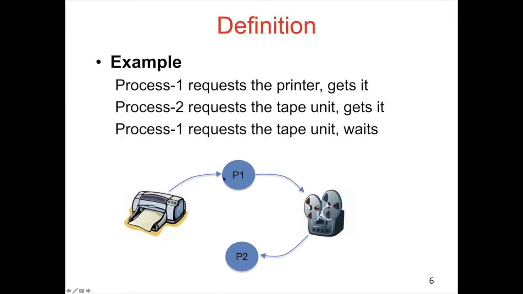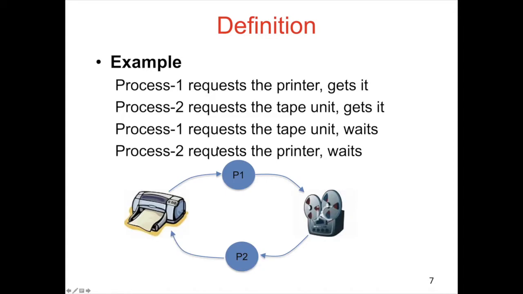Then process P1 requests the tape unit, but because it is allocated to process P2, it waits here. This request is not satisfied. It is requesting and waiting for it. And then process 2 requests the printer. Because it is already allocated to process P1, process 2 should wait for it.